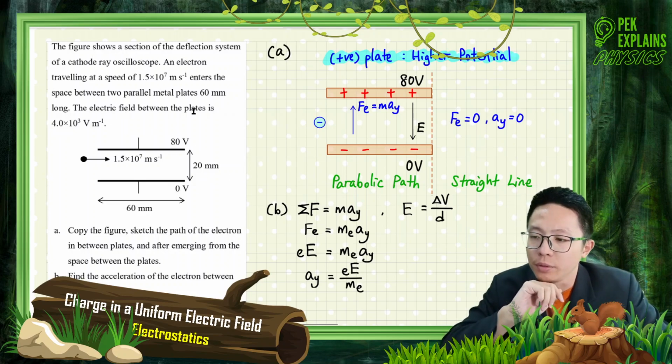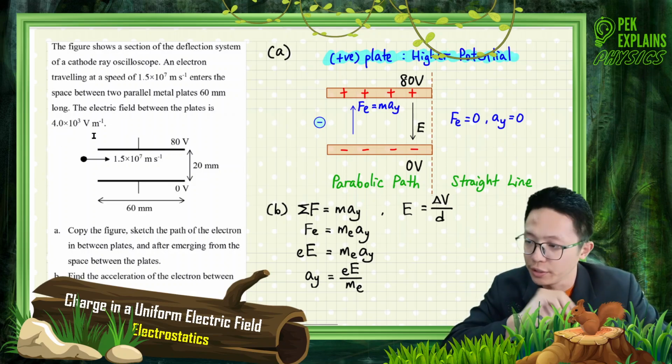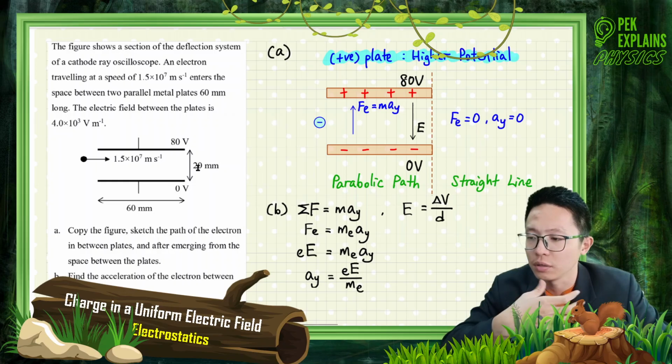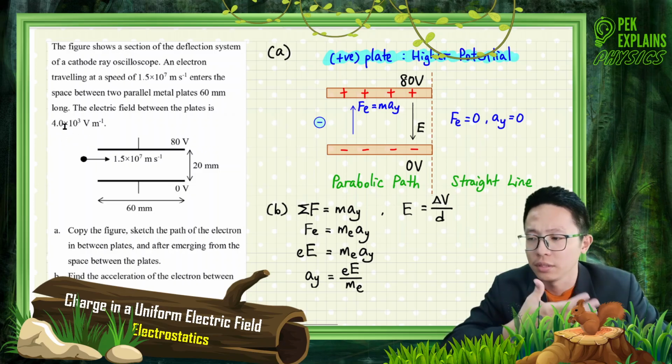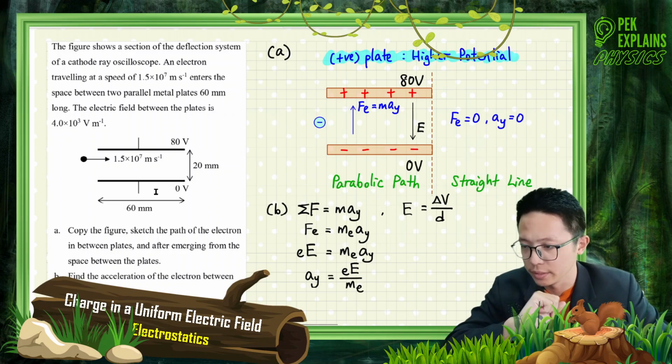Okay, the electric field between the plate is 4 × 10^3. This information actually is not necessary because it already gives you the potential difference, and the separation d is also given. So this one you can actually find out yourself. But since it gives you this information, you can directly use this value. Never mind, later on we will see.